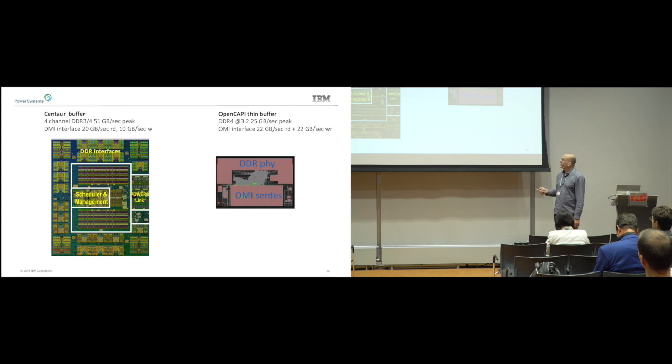I don't have a picture of the Centaur DIMM, but the distance from the Centaur to the memory devices is also longer. When you see the OMI DIMM in a second, you'll see it's very small, and we can run these at very high frequency. I think that's coming up in a few slides. But yeah, so this is what our buffer looks like. And this is the first one.